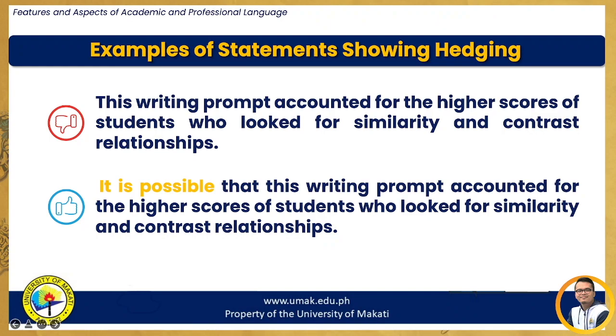And lastly, instead of writing, "This writing prompt accounted for the higher scores of students who looked for similar and contrast relationships," you should write, "It is possible that this writing prompt accounted for the higher scores of students who looked for similarity and contrast relationships."